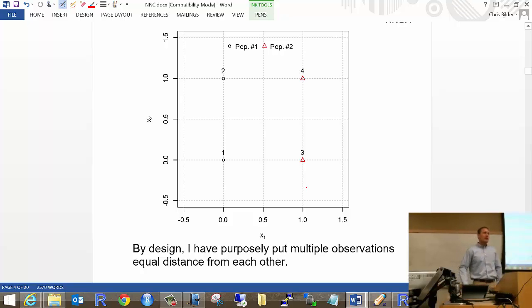But what you can see here is that we have 2 observations from population number 1, observations 1 and 2, and 2 observations from population number 2, observations 3 and 4. Notice how they are spaced. For example, observation 1 is an equal distance from observation 2 and also from observation number 3. I did this on purpose so that we can see how ties are handled.